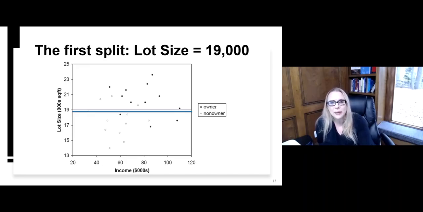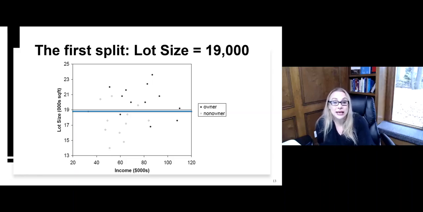So now let's look back here and see what's going on when we look at our first split with this particular data set where we are trying to identify owners of riding lawnmowers versus non-owners. The solid dots shown here are the owners, and the ones that are not solid are the non-owners. And we're looking at lot size and income as our two axes. And so it turns out that the first split happens at lot size equals 19,000.